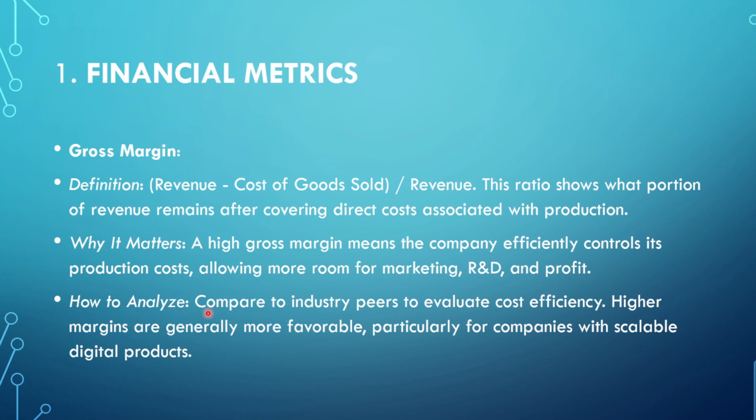How to analyze? Compare to industry peers to evaluate cost efficiency. So you take, for example, a Nintendo and a Capcom. Or even better, you take a Square Enix and a Capcom, because both are only making the software and not the consoles. Higher margins are generally more favorable, particularly for companies with scalable digital products.